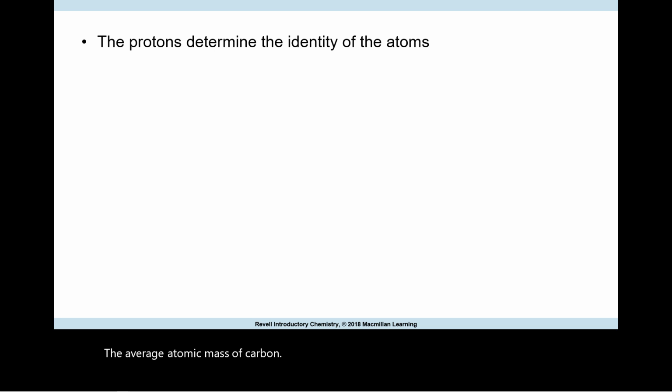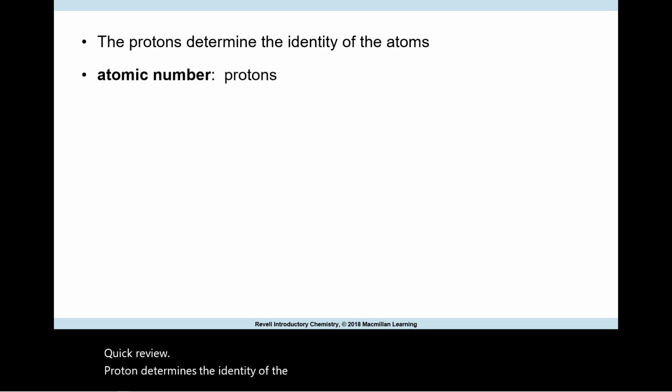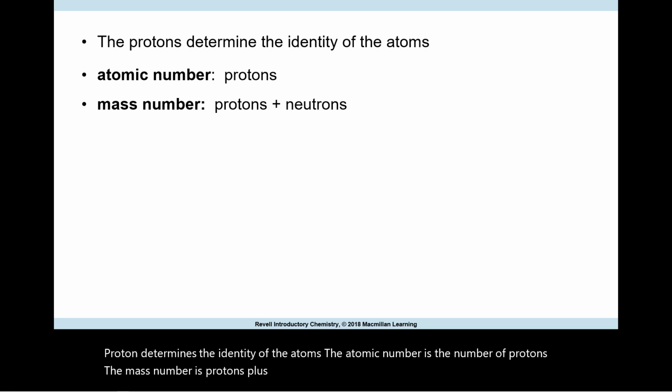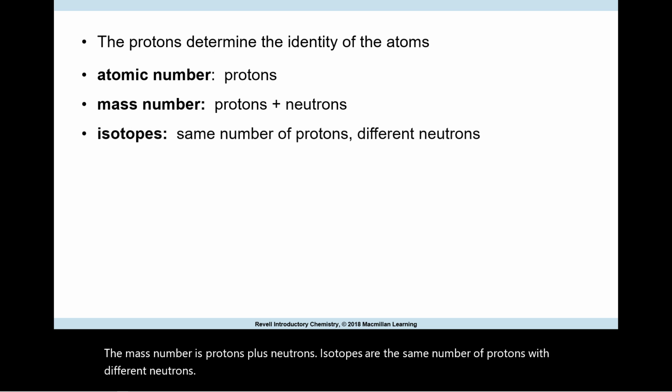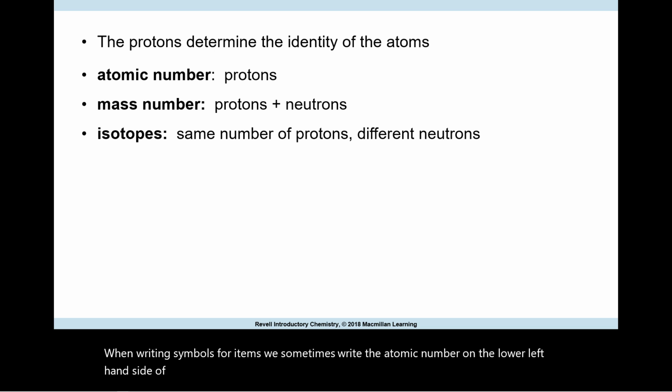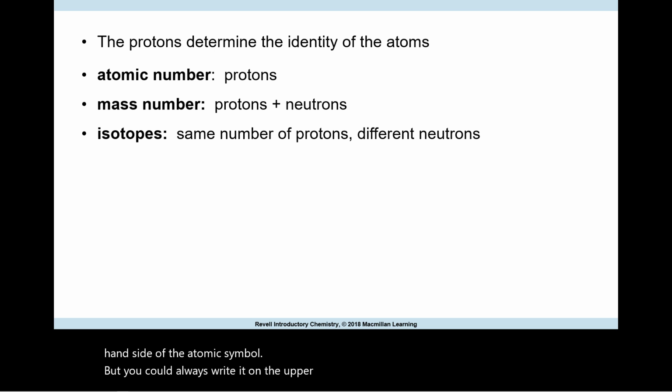A quick review. A proton determines the identity of the atoms. The atomic number is the number of protons. The mass number is protons plus neutrons. Isotopes are the same number of protons with different neutrons. When writing symbols for atoms, we sometimes write the atomic number on the lower left-hand side of the atomic symbol. But you could always write it on the upper left-hand side.